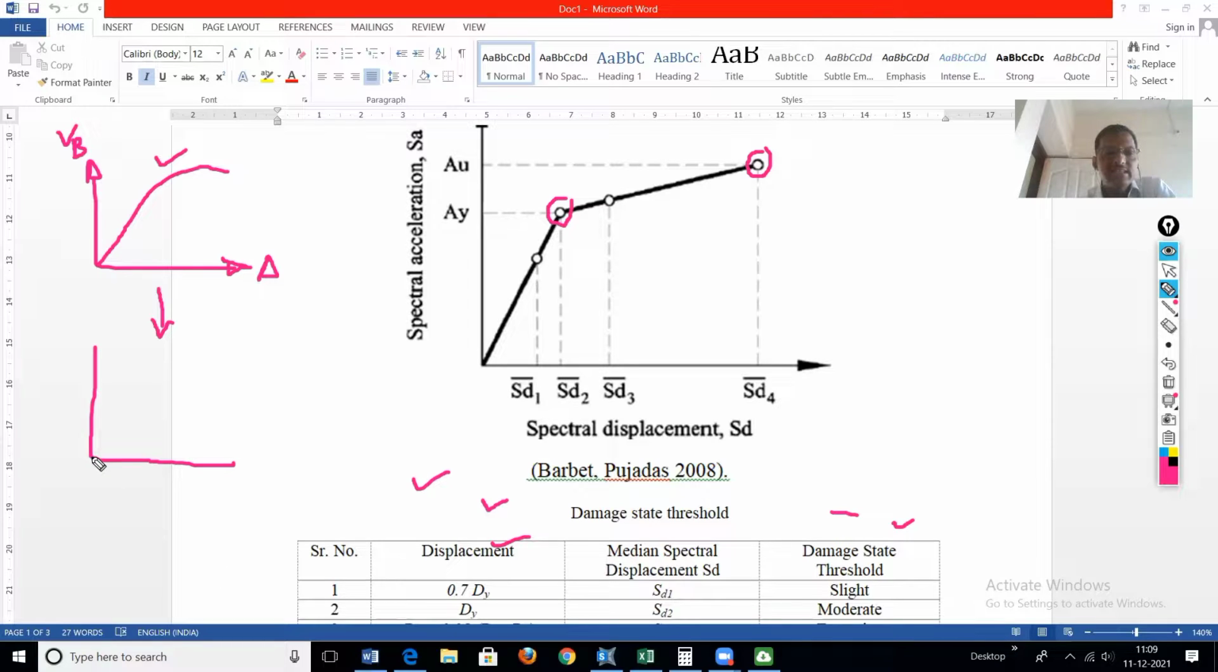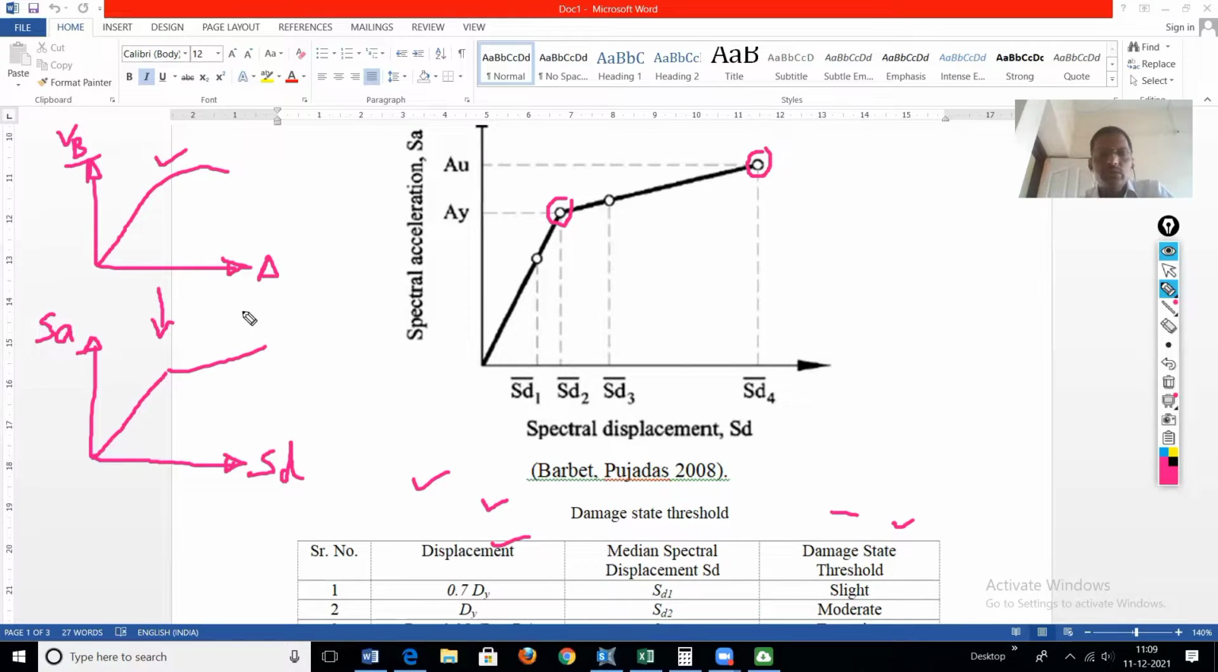Bilinear in the sense that it has only two segments: the first is this and the second is this. So the VB axis is to be converted into the SA axis, and the roof displacement is to be converted into SD. Okay, so this is step number one. So how to convert this?